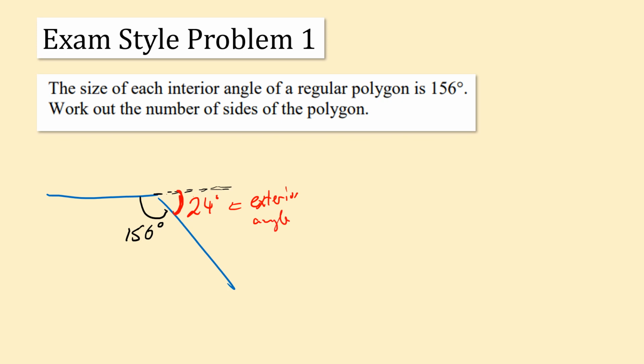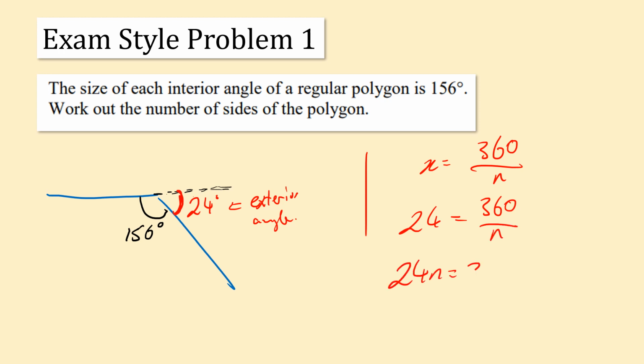And the reason I've done that is the exterior angle formula is really easy to manipulate. So the exterior angle formula is x is 360 divided by the number of sides. And so the exterior angle 24 is equal to 360 over n. Let's work that through. Multiply both sides by n. 24n is 360. So n is 360 divided by 24. Okay, reach for my calculator. 360 divided by 24 is 15. So this is a 15-sided shape. Don't know what the name of a 15-sided shape is.